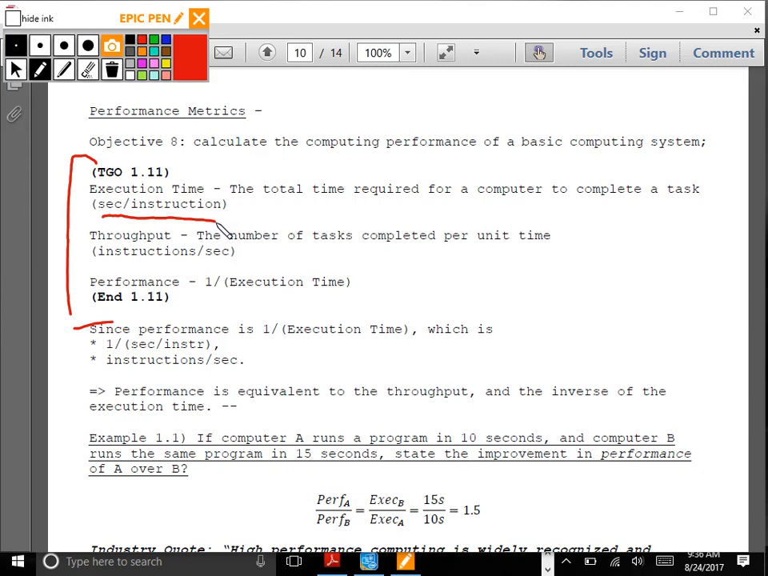So in this case, if I say find the execution time, and I give you a number of instructions and some sort of time, as we'll go over in example 1.1, then suddenly, oh, hey, I know that. You just put them together, divide them, and suddenly you've derived the equation by yourself, right?